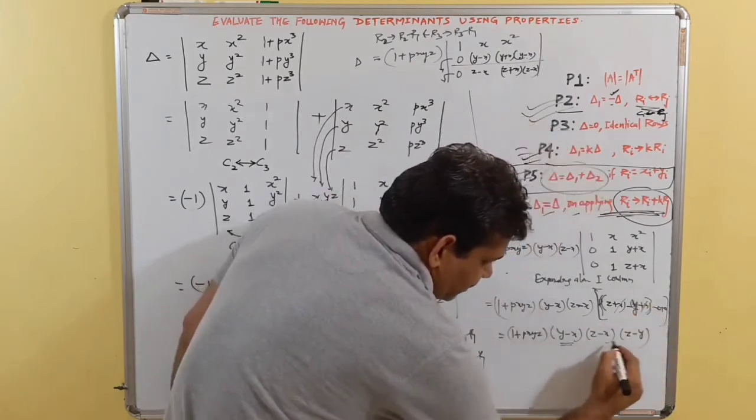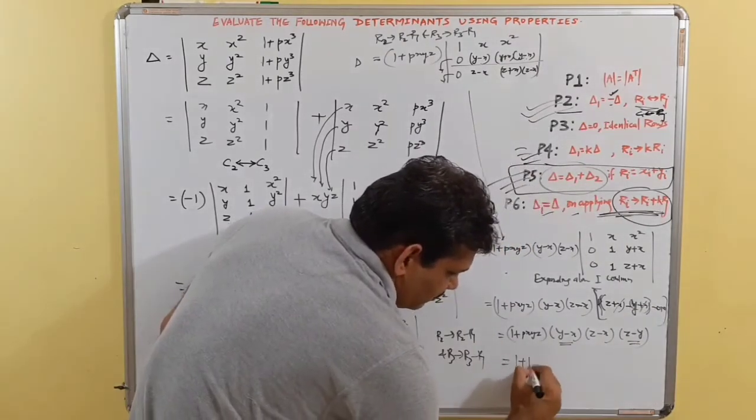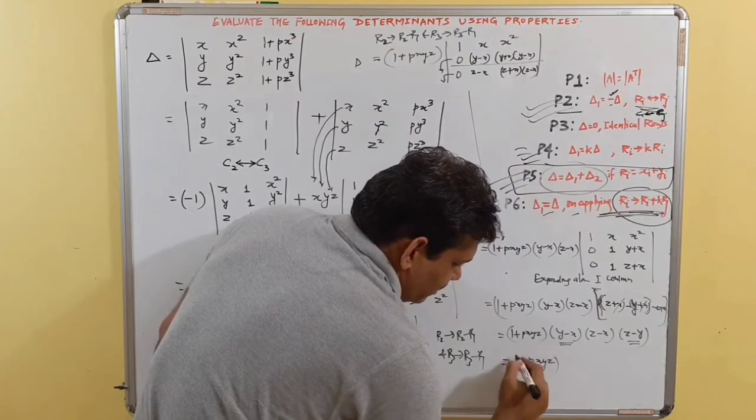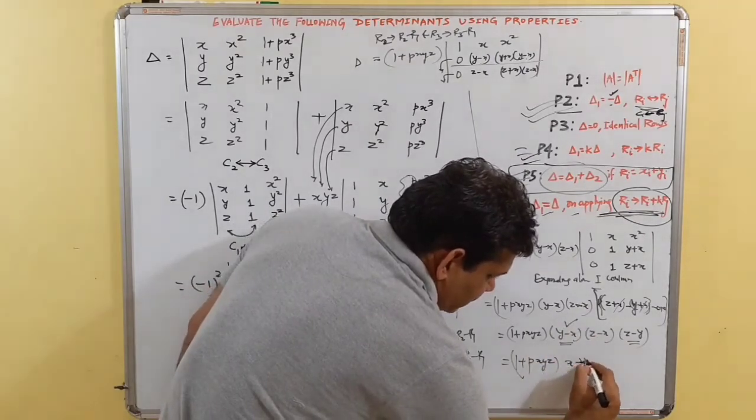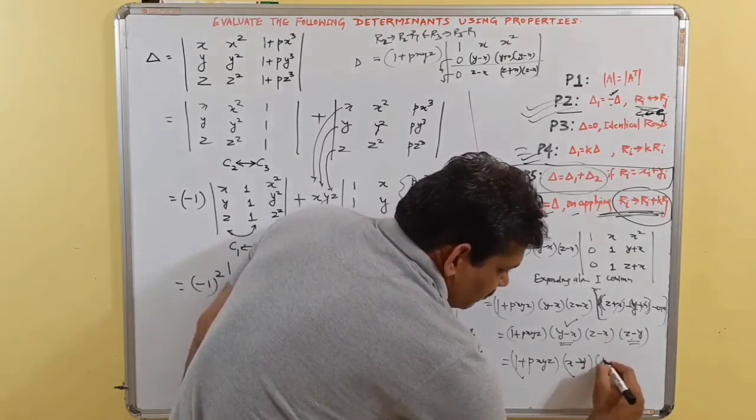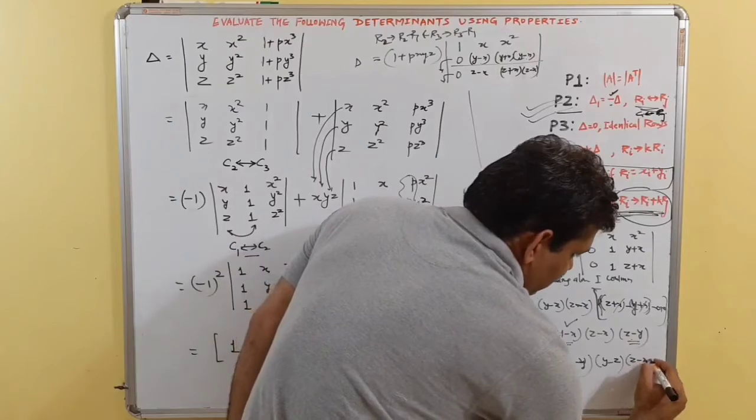If I take the negative sign common from here and here, minus into minus will be plus, so this will give me 1 plus pxyz into x minus y, when we take a negative sign common, into y minus z after taking a negative sign common, and this is z minus x.